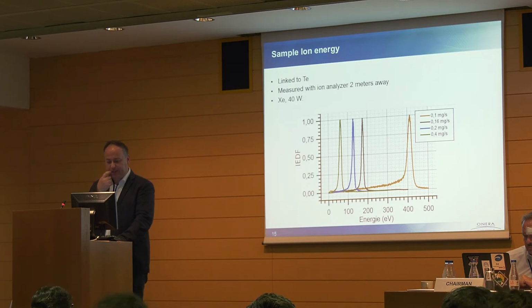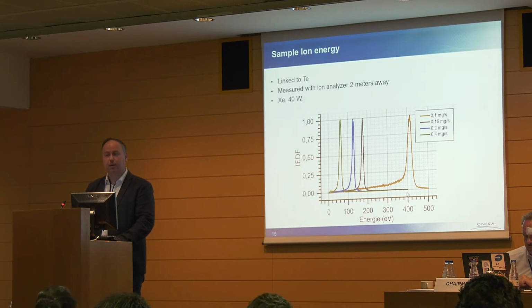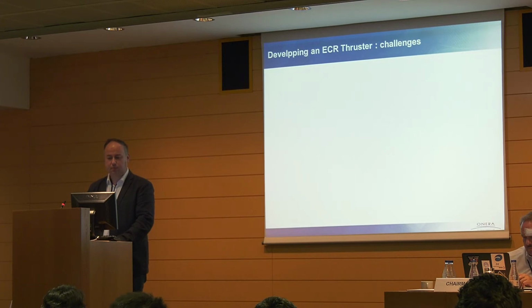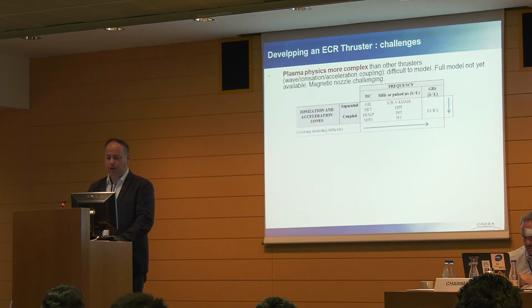But still, they give good results in terms of thrust and ion energy. As you can see here, we could measure this graph of ion energy distribution. There is a peak here, and in this situation we're at 400 eV for the ion beam. So that's really consistent for electric propulsion applications.